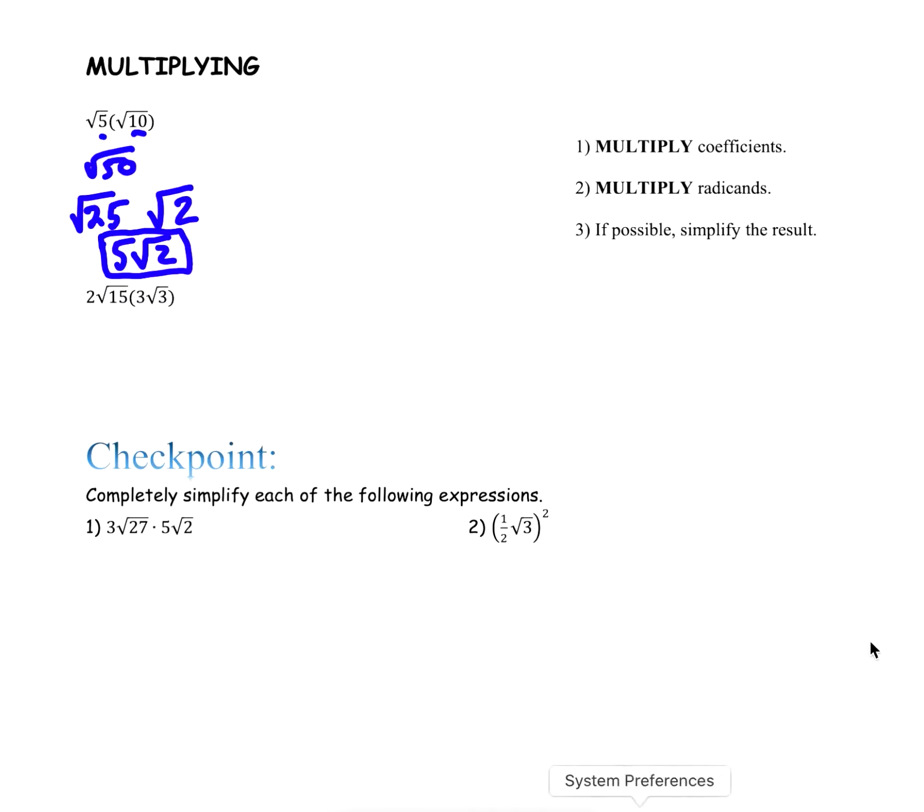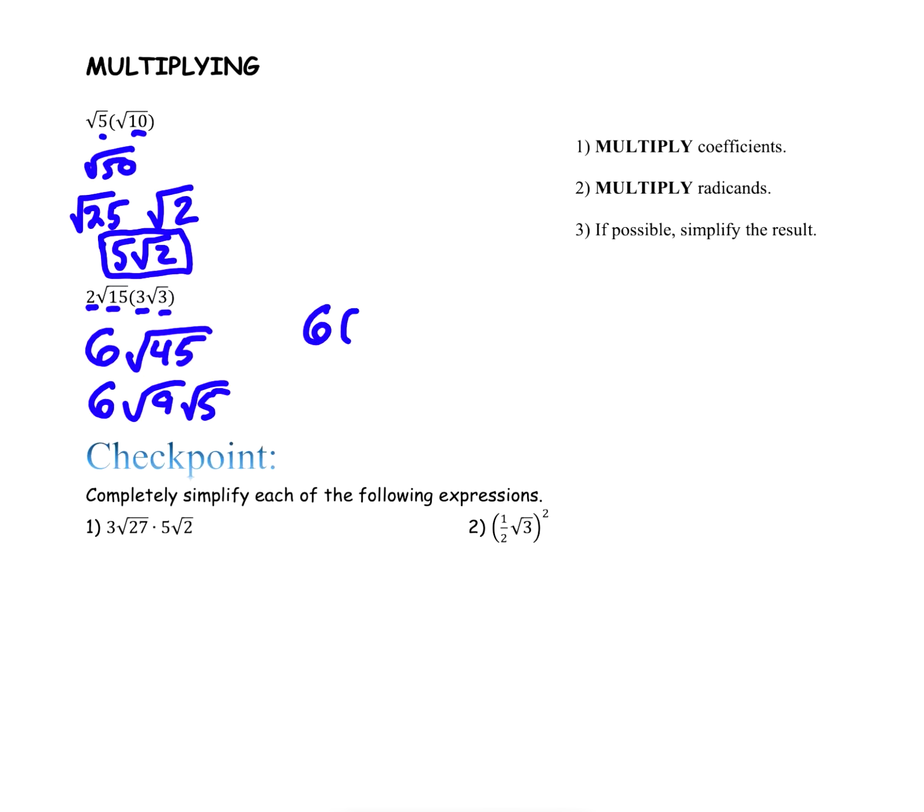And let's look at the next one. 2 radical 15 times 3 radical 3. We want to multiply the coefficients. So 2 times 3 would be 6. And then multiply the radicands. 15 times 3 would be radical 45. Let's see if we can simplify this any further. Is there a perfect square that goes into 45? We have 9. So this would be 6 radical 9, radical 5. Then radical 9 is 3, so it'll be 6 times 3, radical 5. This would simplify to 18 radical 5. That's all you've got to do. Multiply the coefficients, multiply the radicands, and then simplify if possible.